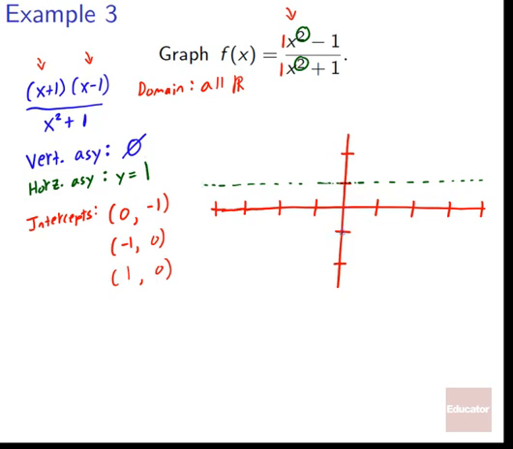0 is at negative 1. Negative 1 is at 0. Positive 1 also at 0. Probably want a few more points. Let's see what happens at positive 2, negative 2, things like that. So let's try those out.